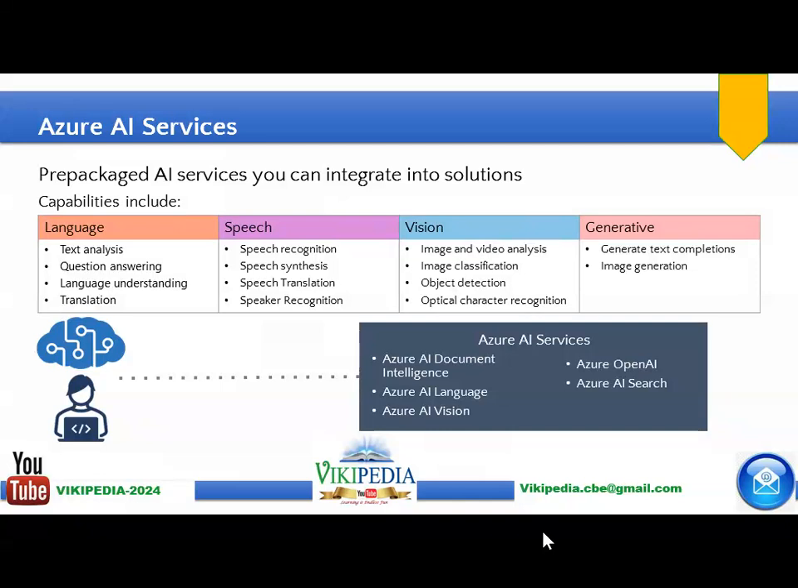So whenever you give a text, it will be split into tokens, and it will give you suggestions and related information based upon it. This is called text analysis. Question answering, simple chatbot applications.